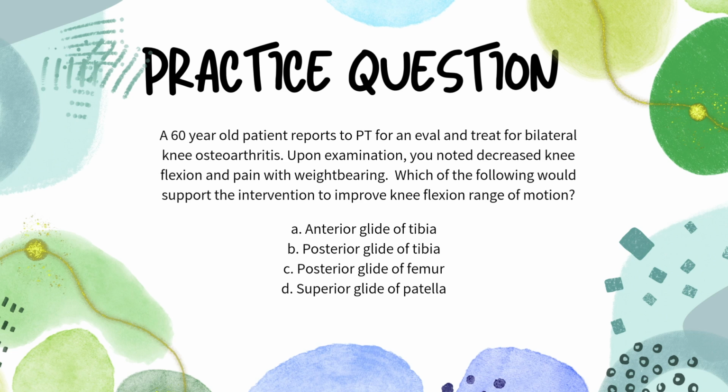Please pause if you're not ready to review. So this is the same question as before, but it is asking something different. So it is asking, what will help improve knee flexion range of motion? So we are looking at what glide occurs during knee flexion. So we'll go through the answers. Anterior glide of the tibia. So anterior glide of the tibia occurs during open kinetic chain extension when you have the roll and glide of the tibia anteriorly. So that will be extension.